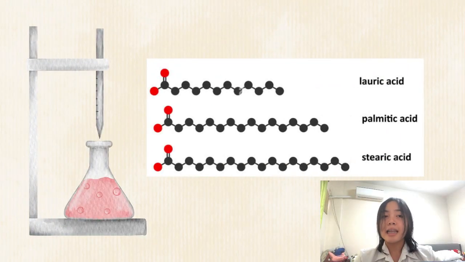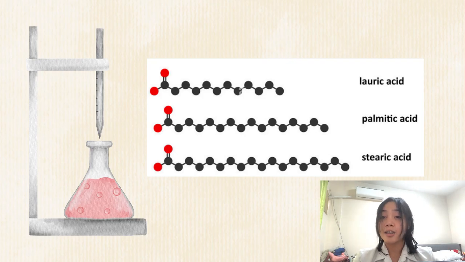Great! Let's now move on to the next part of our lesson, melting point differences. Why do some fats like butter remain solid at room temperature, while others like olive oil are liquid? This is because of their structure and saturation. Let's take a look at some fatty acids.